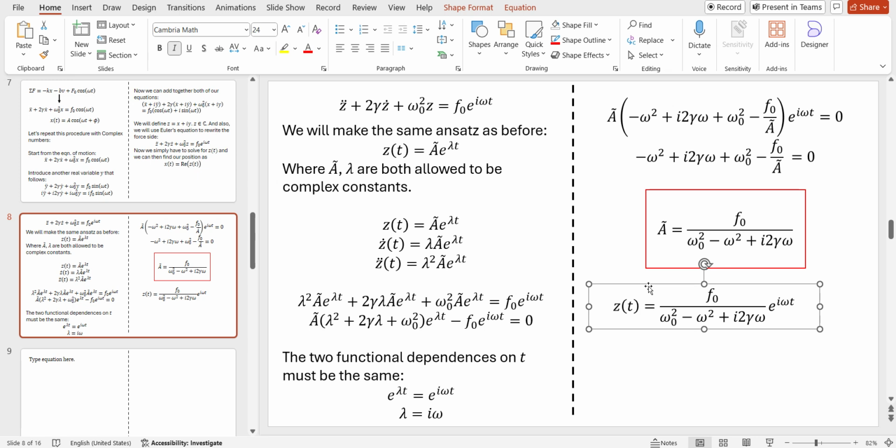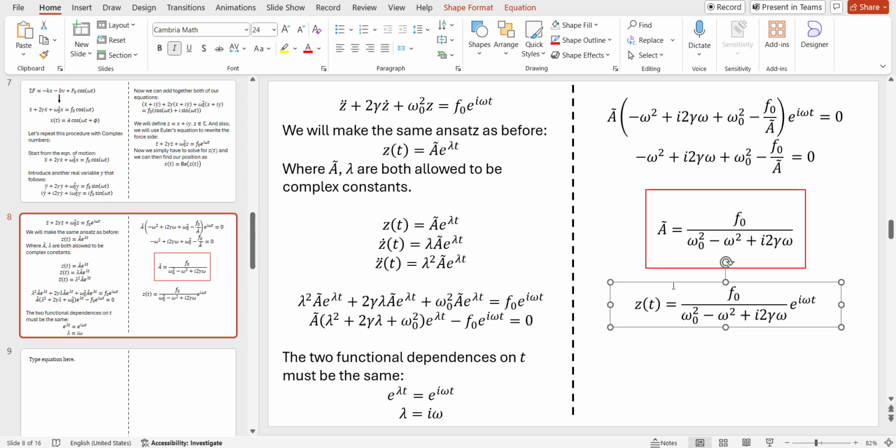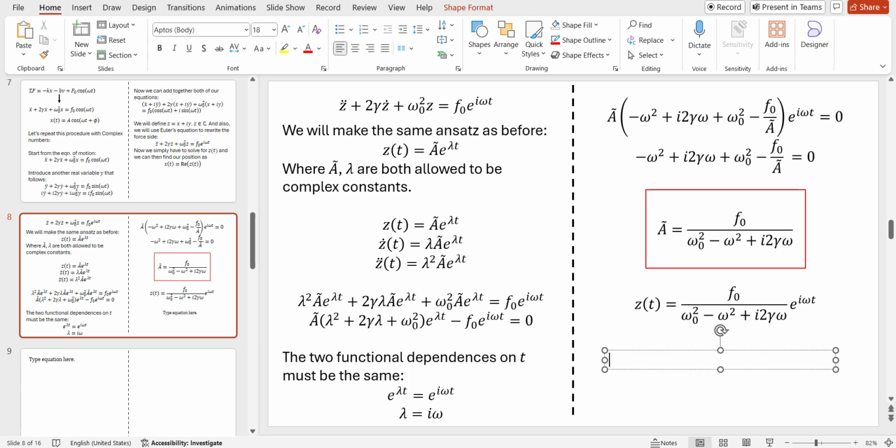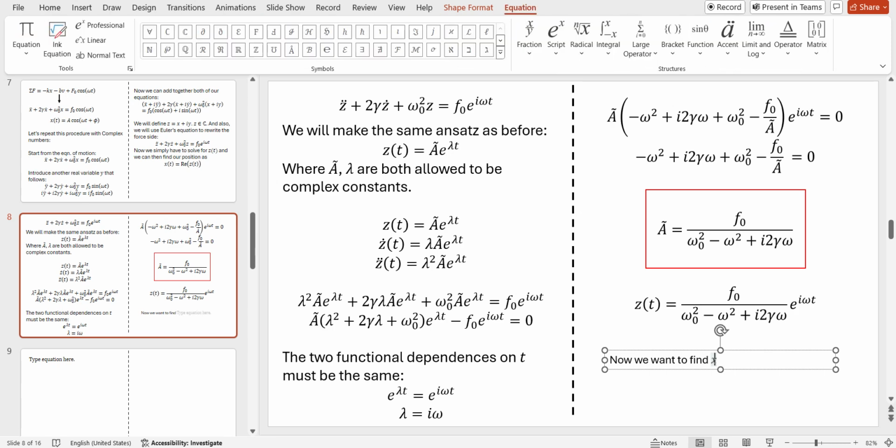But okay. The next thing that we want to do is take this number down here, right? So we want to write that. Now we want to find x of t, which, as we know, is the real part of z of t, right?